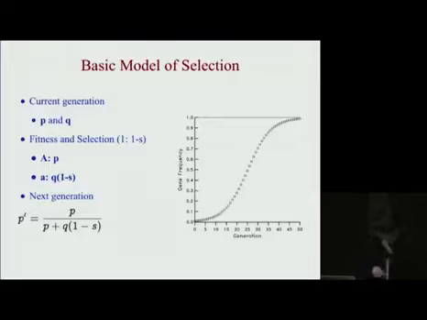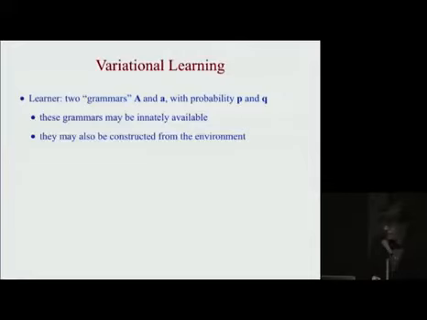So what we need to do here is, instead of having this very abstract or biological model of transmission, we actually put linguistics into it and put the language acquisition process into this transmission process. So this is something I developed when I was in graduate school, something called variational learning. It has to take the following form. Let's say the learner has two grammars, big A and small a, and they have probability of P and Q in their minds. And these grammars may be innate. These grammars may be constructed.